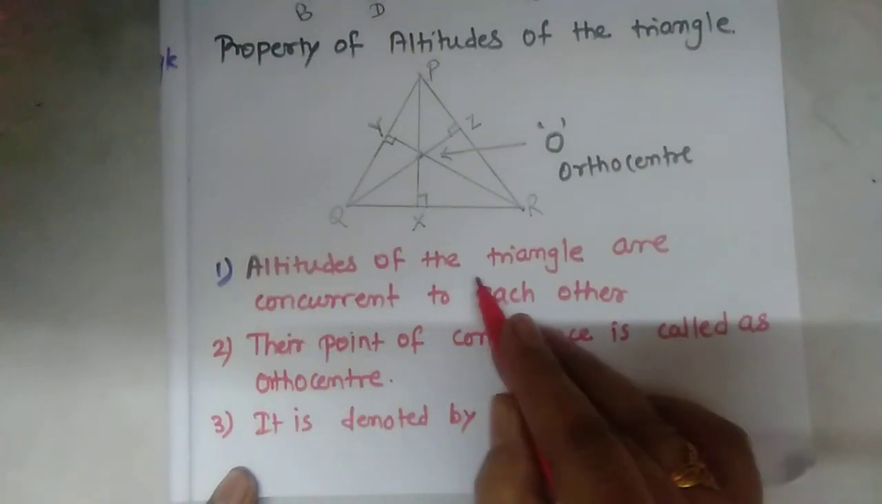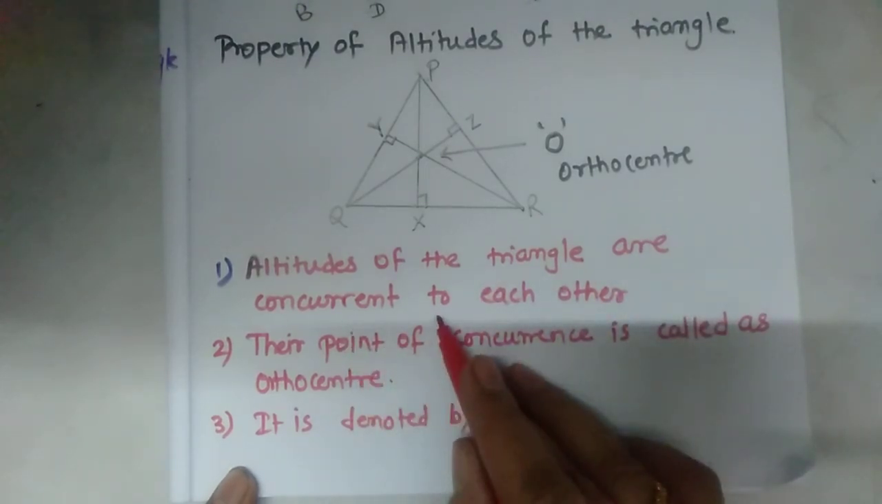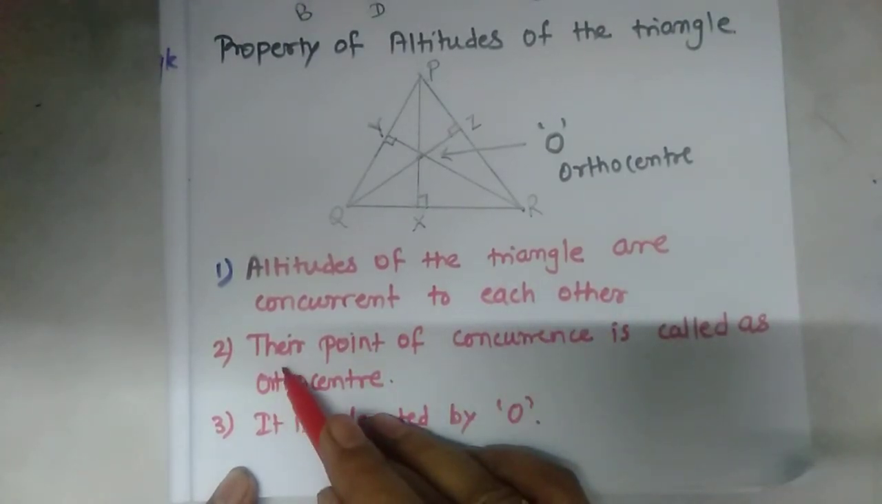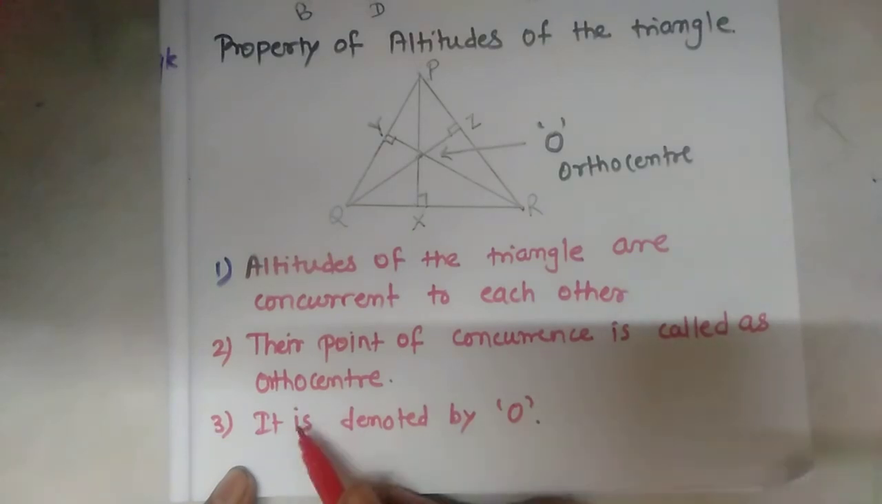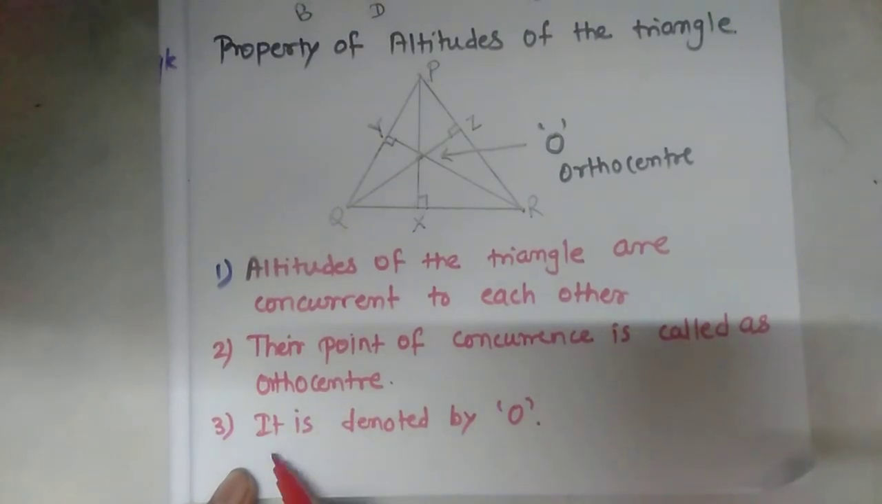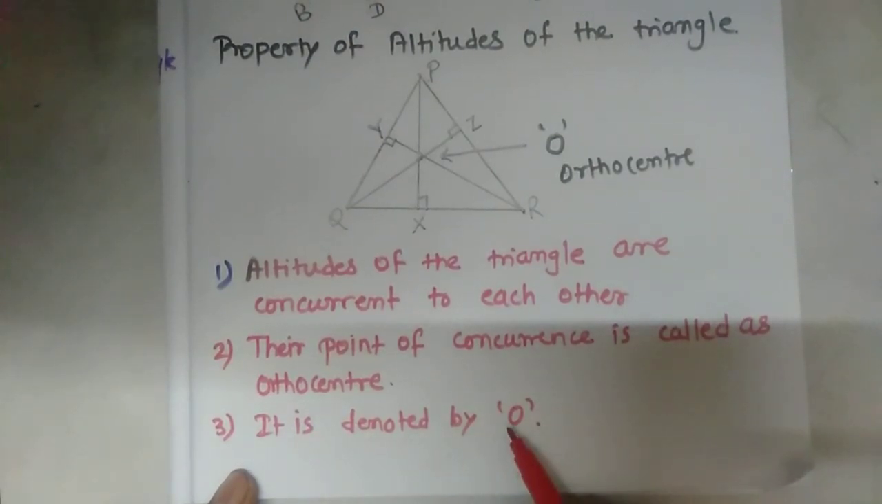Means altitudes of the triangle are concurrent to each other. Their point of concurrence is called the orthocentre and it is denoted by the letter O.